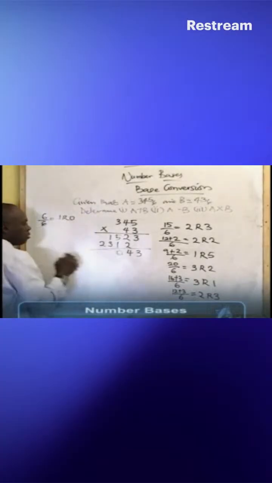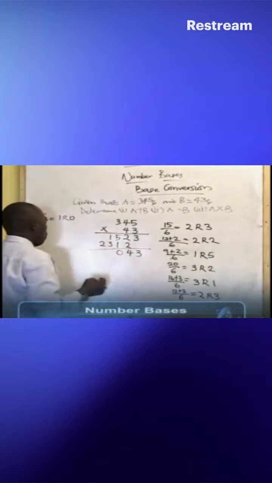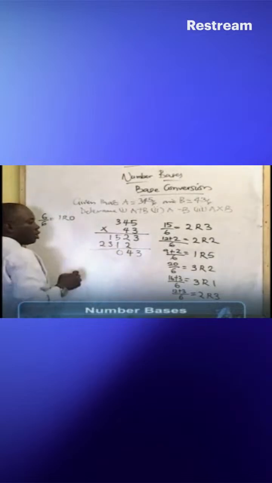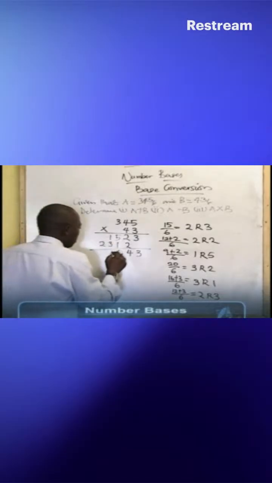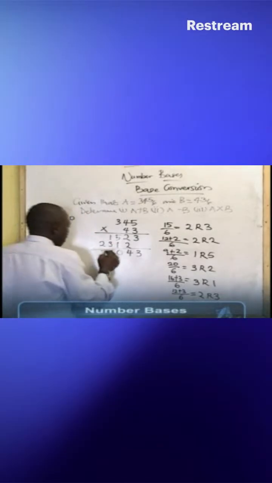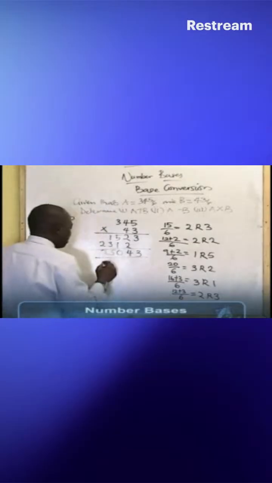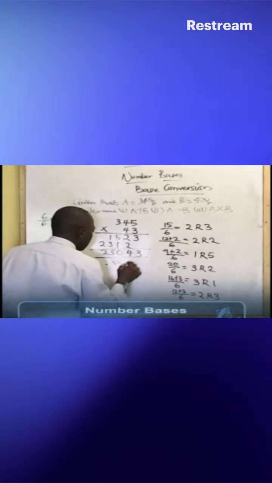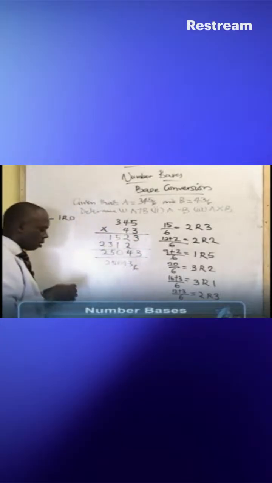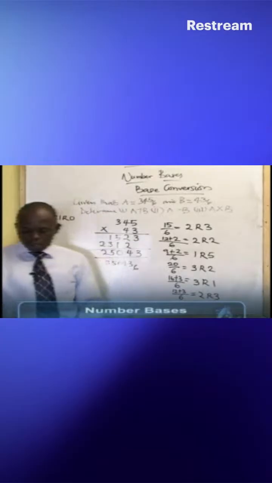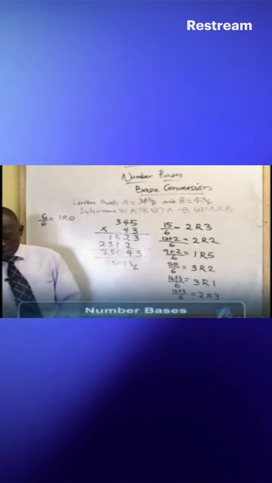So you write 0 here. You carry 1. 1 plus 3 is 4. Plus this 1 that you are carrying, you add it to all this, it becomes 5. And then you bring down the 2. So your final answer is 25043 base 6 if you multiply these two numbers together. 25043.